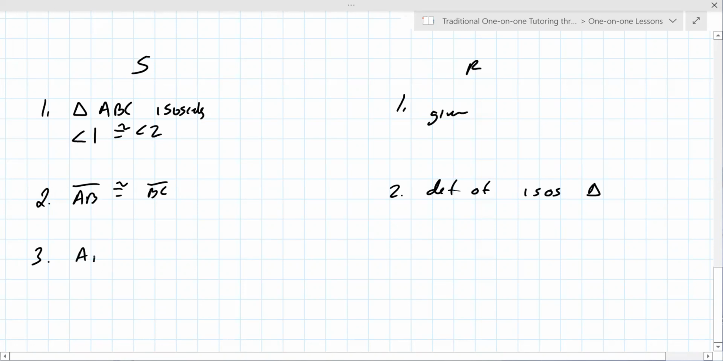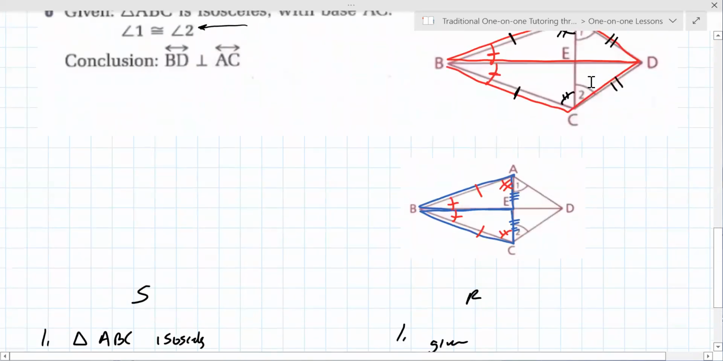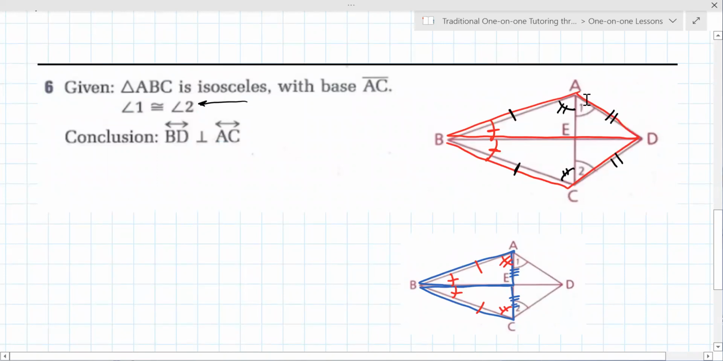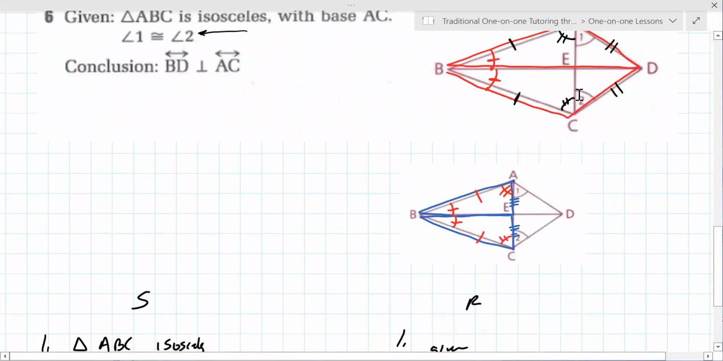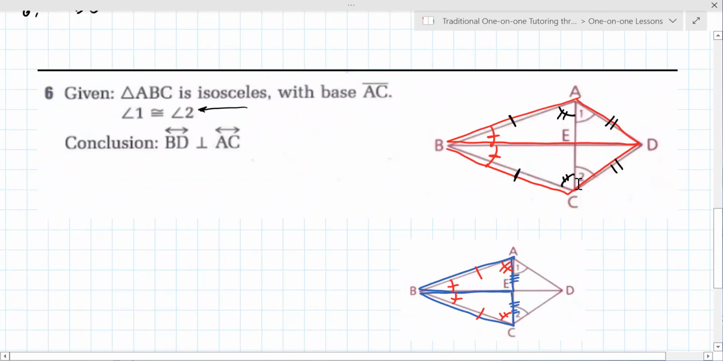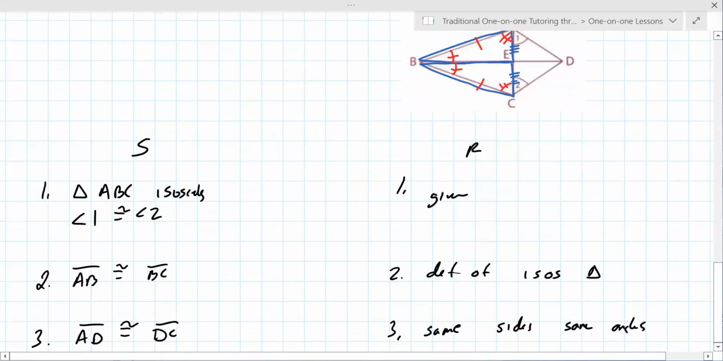Similarly, AD is congruent to DC. That's the other triangle, on the other side. That's from the fact that the angles are the same, so base angles mean that it's an isosceles triangle. Do you need to say that ACD is an isosceles triangle because angle 1 equals angle 2? Just isosceles triangle. Okay.